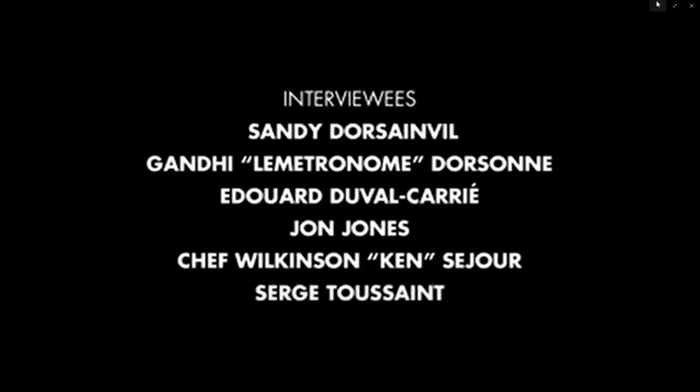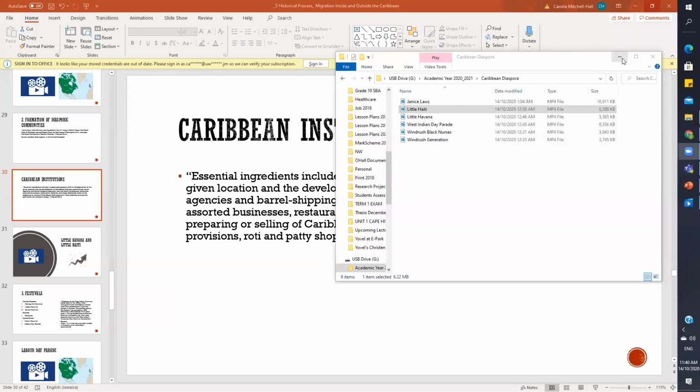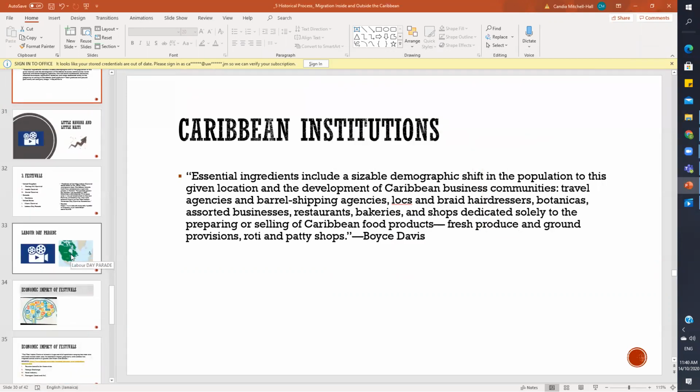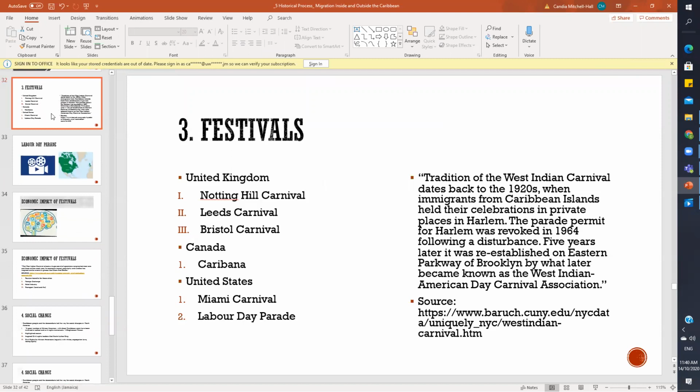So we know for sure that these are two of the communities that were developed or formed by Caribbean immigrants in the United States, more so in Florida. Now, Caribbean people have also contributed to these societies in the form of festivals. For example, in England, we have Notting Hill Carnival, Leeds Carnival, Bristol Carnival. In Canada, we have Caribana. In the US, we have Miami Carnival. And one of the biggest of all is the Labor Day Parade.